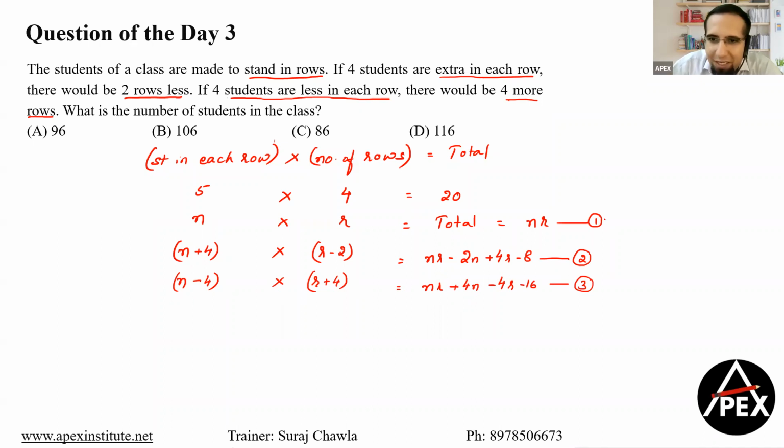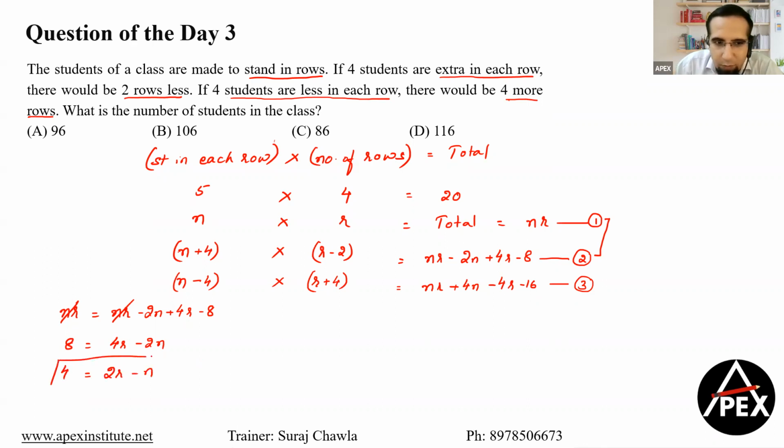Now what we can do is equate equation 1 and 2 to get a certain outcome. So equation 1 says nr is equal to, equation 2 is nr minus 2n plus 4r minus 8. So this nr and nr get cancelled. So we have 8 is equal to 4r minus 2n, and I divide the whole equation by 2. So what do I get? I get 4 is equal to 2r minus n. So this becomes one more equation with us now, but I have two variables in this. So therefore, if I have one equation and two variables, I need two equations to handle this.